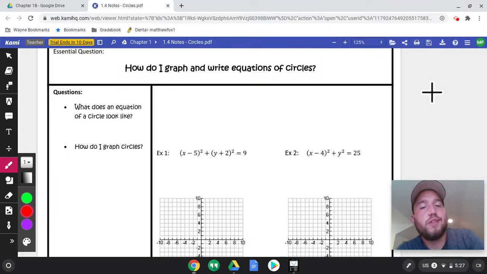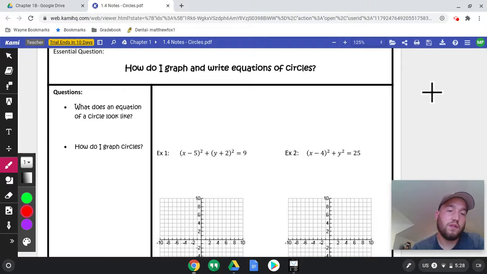Tomorrow we're going to be reviewing the same concepts, so you guys get a chance to have some questions with me. And then Thursday will be our chapter review, and Friday will be your opportunity to start the test. So today we're going to be talking about how to graph and write the equations of circles.